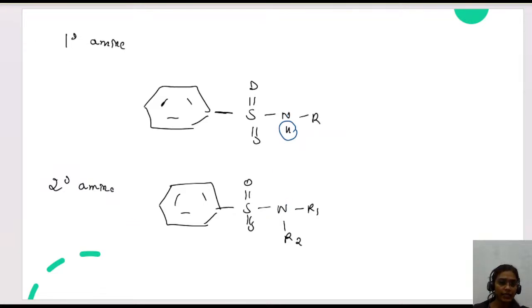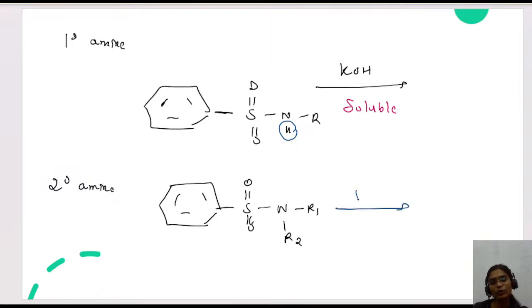So if in case number one I'm using a base, it's an acidic hydrogen. If I'm using a base, that is KOH, it's an acidic proton. So be noted, if you are using KOH, the primary amine product is soluble. It is soluble in KOH. But if you are observing the secondary case with KOH, it is insoluble. Why is it insoluble? Because how would the base extract the proton? The proton is not present there.